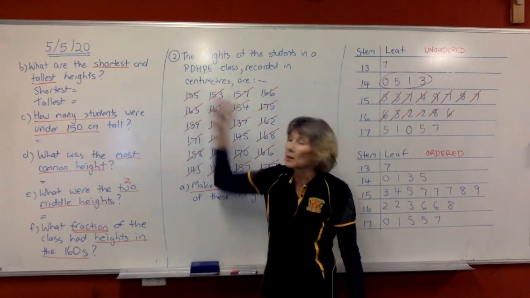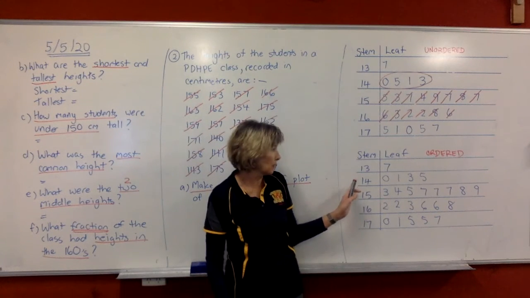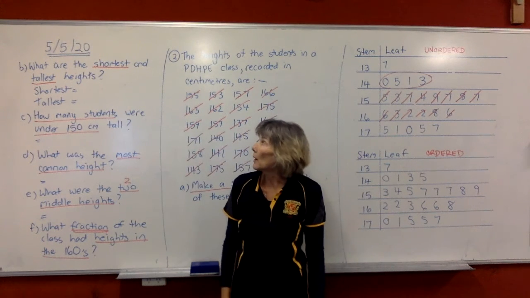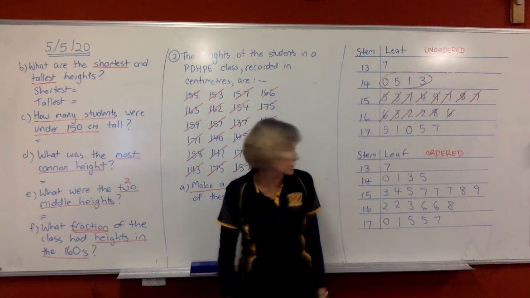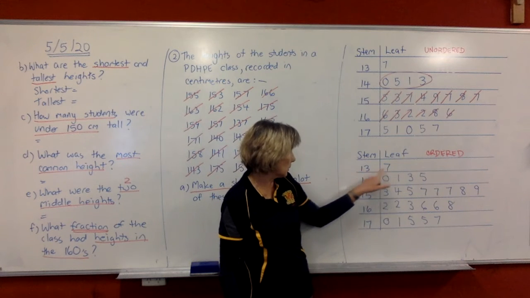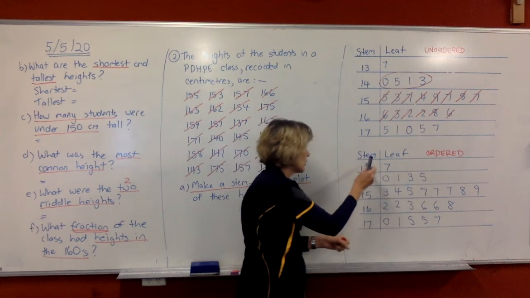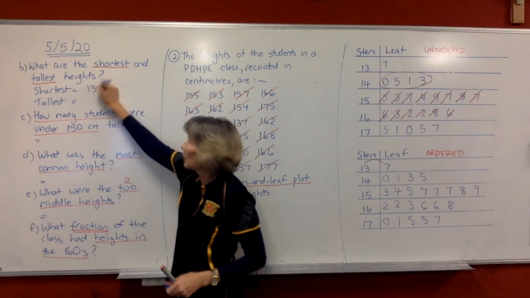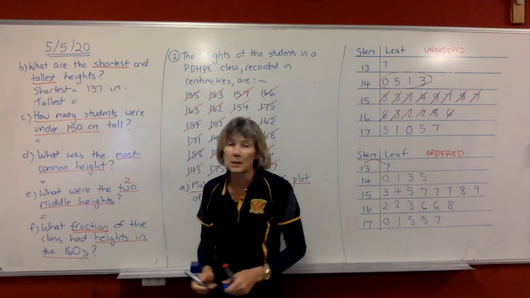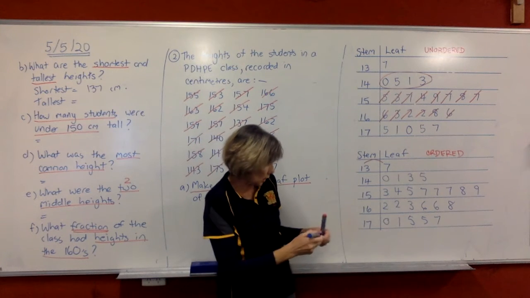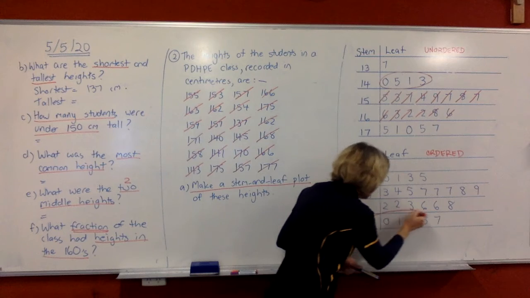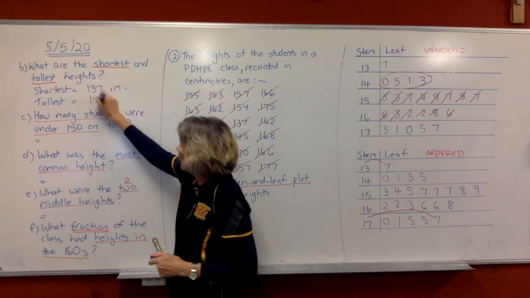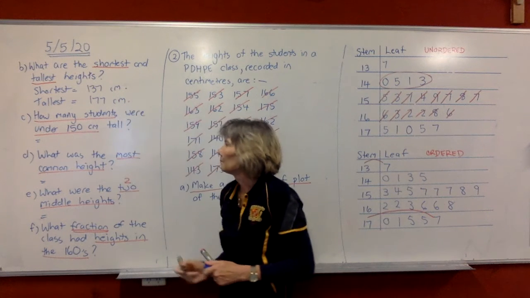Okay, so now we're going to answer some questions on this stem and leaf plot, the ordered one we've just done. The first one says, what are the shortest and tallest heights? Well, the shortest height is this person here, so it's 137. But don't forget, these are heights, and they told you they were in centimetres, so we're going to write centimetres on it. The tallest height is this one right at the end, 177. And don't forget to write centimetres at the end.